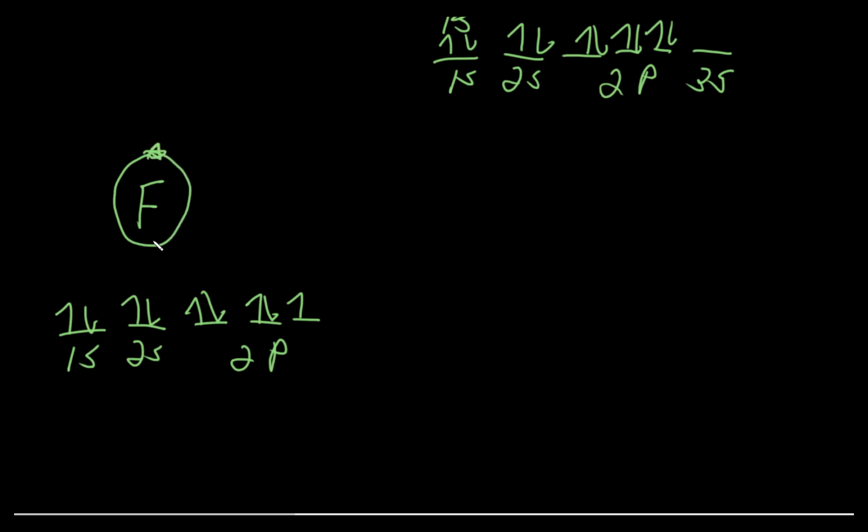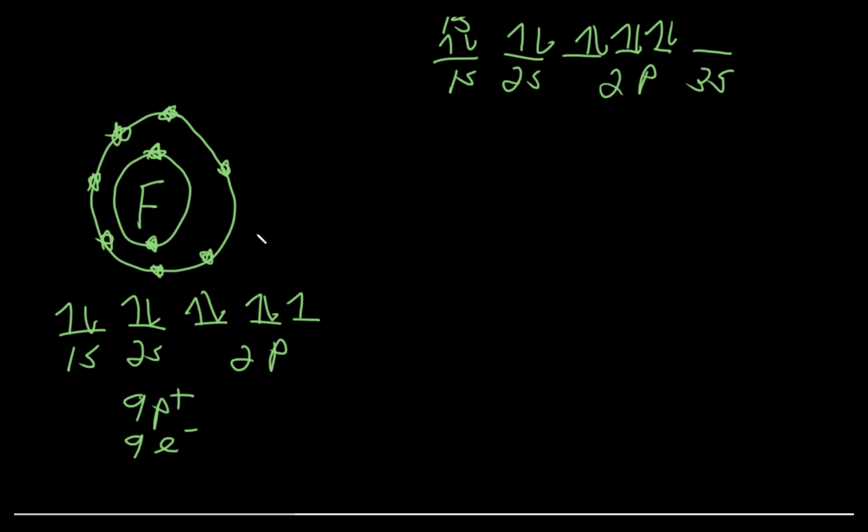So first energy level, we have the 2. Second energy level, we've got 1, 2, 3, 4, 5, 6, 7. So fluorine, as it stands on the periodic table, has 9 electrons and 9 protons. If we look at the outermost energy level, the valence shell, it's got 7, so it wants to pick up one more. So it's going to gain an electron from a metal.